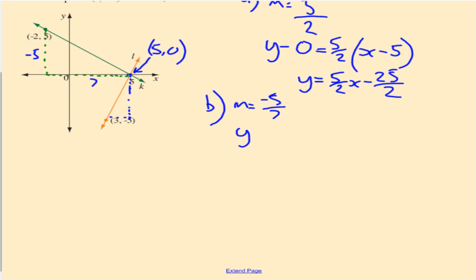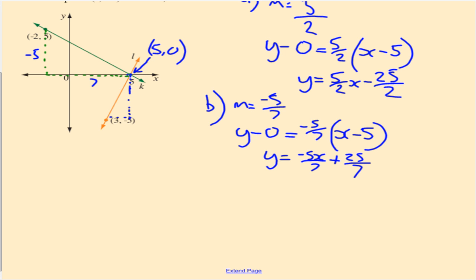Using our equation, we have y minus a y1 value. Again, I'm going to use the 5, 0 just because it makes it easier to clean up the left-hand side, equals -5 over 7 outside of x minus our value of 5. So I'm left with y equals -5x divided by 7 plus 25 divided by 7. You can clean that up and put it all over the one denominator of 7, but I'm going to leave it like that because I have a feeling that we're going to need to use that equation again.